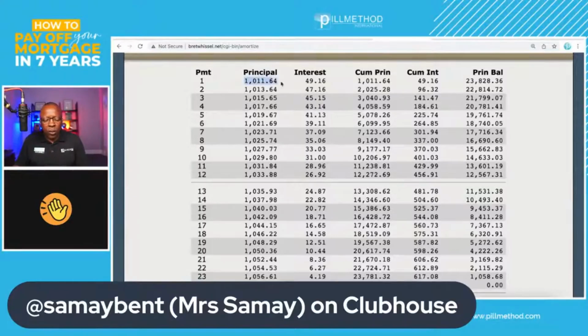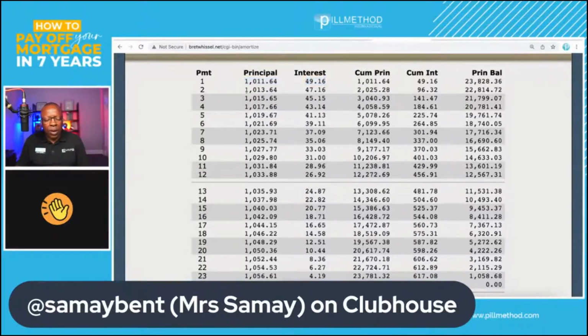Because if you were to make this payment here, it would take an extra payment of $1,013.64 to save $47.16 worth of interest. Do you see what I'm saying? Yes. At a certain point, it doesn't make sense to pay a loan off early, because the reason why we pay off a loan early is not to pay it off. It's to save on the interest.